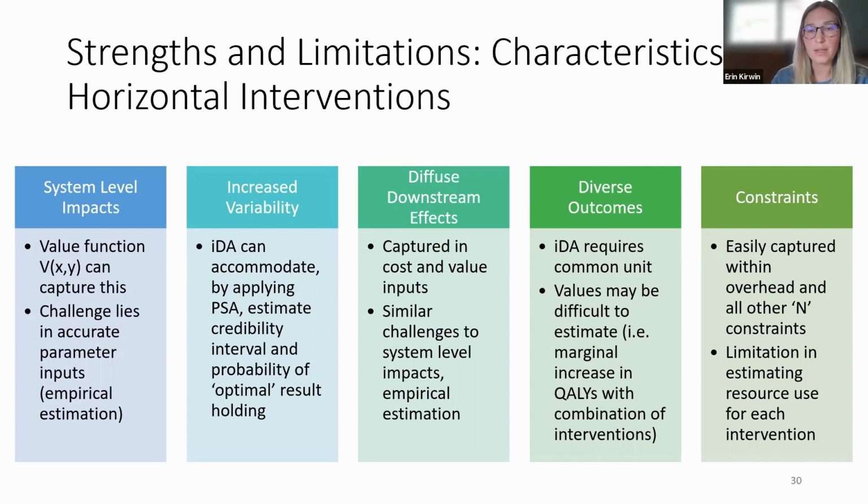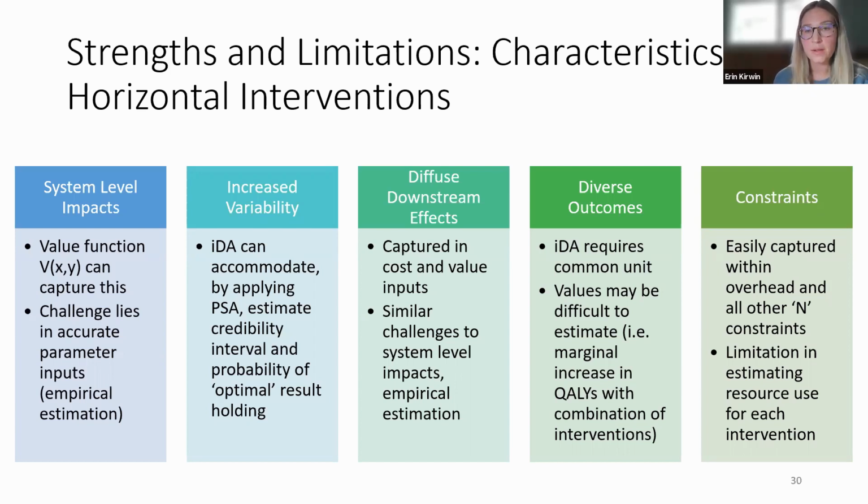For increased variability, just like for regular economic evaluations, you should apply probabilistic sensitivity analysis to the diagonal approach so that the credibility intervals, et cetera, can be estimated. This might be really computationally intensive, but I don't think that's necessarily a limitation. Defining how to do the PSA for the diagonal approach is out of scope for this paper, but I think it would be important to do.